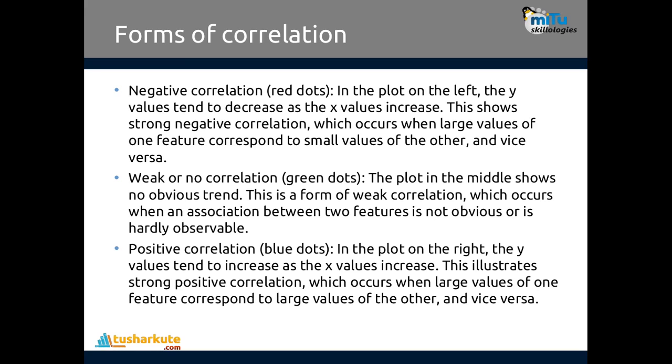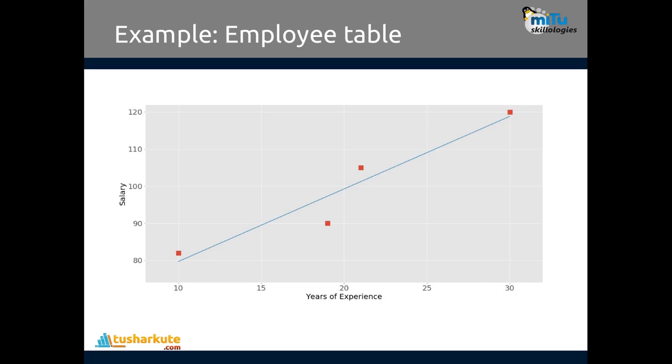Now, negative correlation, the red dots which you have seen, the y values decrease as x increases; weak, no effect; and positive, when x increases, y also increases proportionally. Okay, so that's what we have seen already. And now in our table, we can check it out. I have plotted all of this.